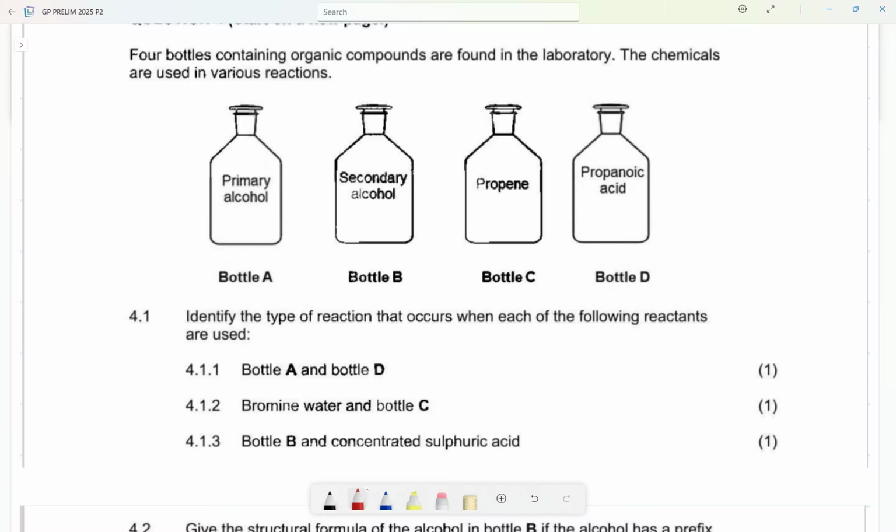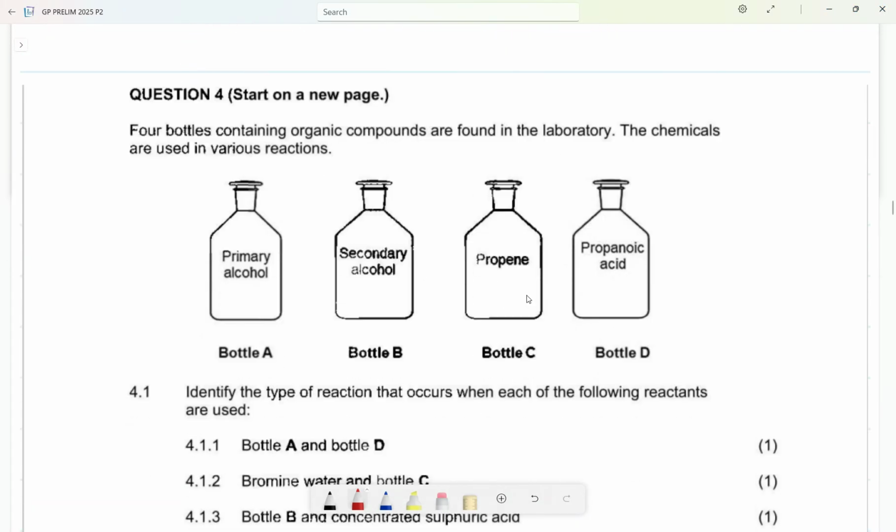All right, let's look at question 4 now. Question 4, what is this? We'll see what is question 4 as time goes on. Okay, 4 bottles containing organic compounds are found in the laboratory, and then the chemicals are used in various reactions. Yes, this is organic reactions, by the way. Primary alcohol, secondary alcohol, propene, propanoic acid. Okay, sharp. We don't need to waste time on this.